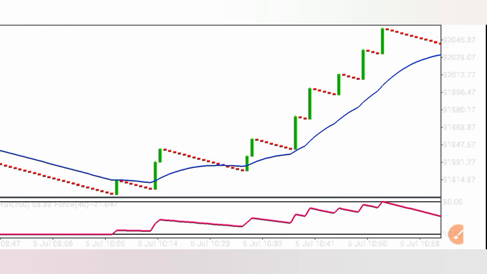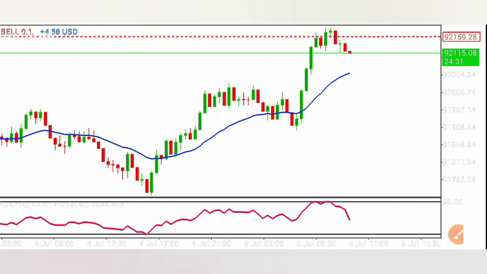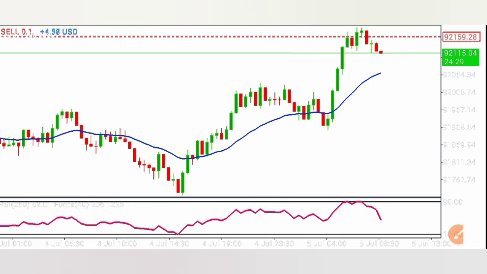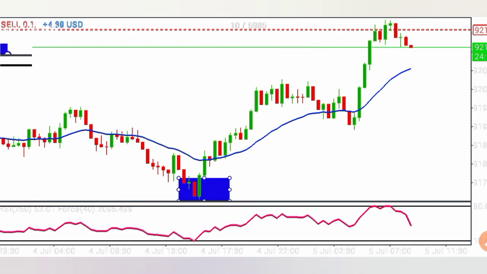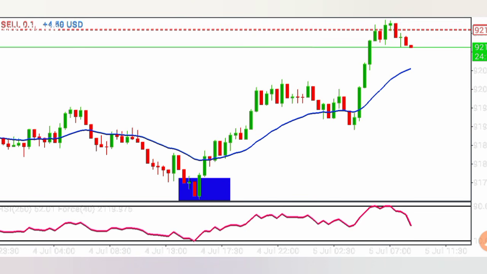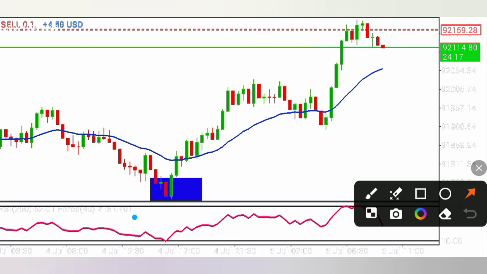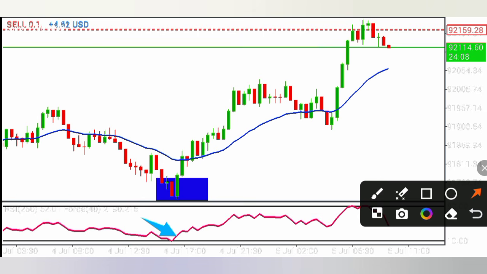In order to catch spikes, I'm going to head over to the 30 minutes time frame. Now look at the 30 minutes time frame right here. I'm going to mark this spot right here. Can you see that? You see that spot? That is when the indicator touched what? Level 10, the oversold level on the indicator window. That is when it touched level 10.